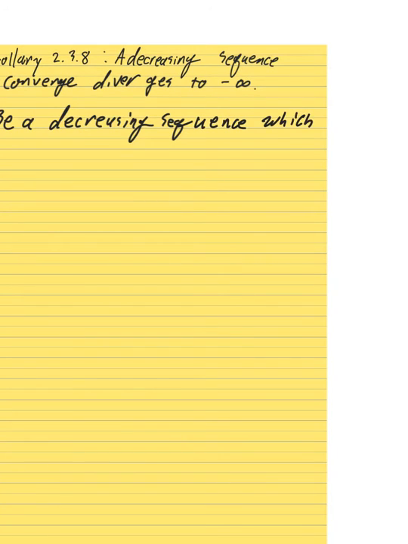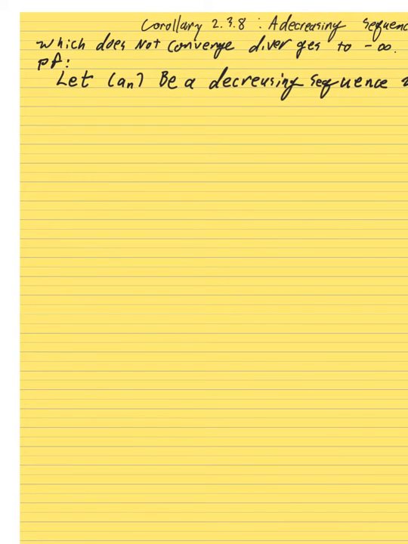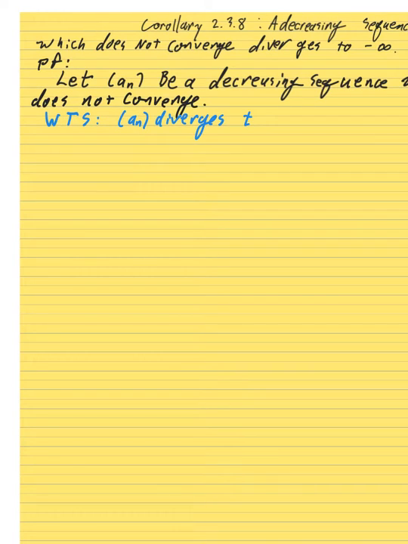Which does not converge. And just like before, I'll use a different color. I don't remember if I used blue. What do I want to show? I want to show that A sub n diverges. I already know that, though, because it doesn't converge. I want to show it diverges to minus infinity.